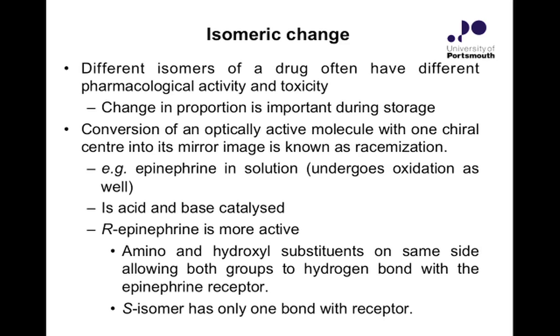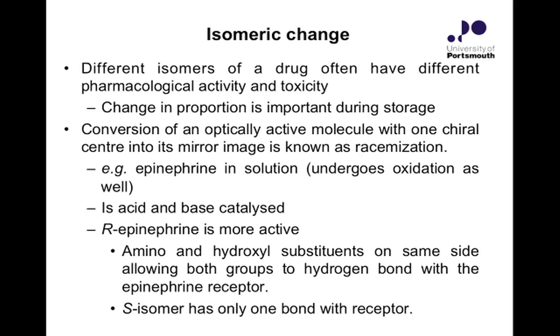Conversion of optically active molecules with one chiral center into a mirror image is known as racemization, if that occurs. If there are more than one chiral center, you get diastereomers, and these can interchange as well, as long as the centers are prone to conversion. We've seen epinephrine before, and we obviously realise that epinephrine's got a bit of a problem as a drug, hasn't it?